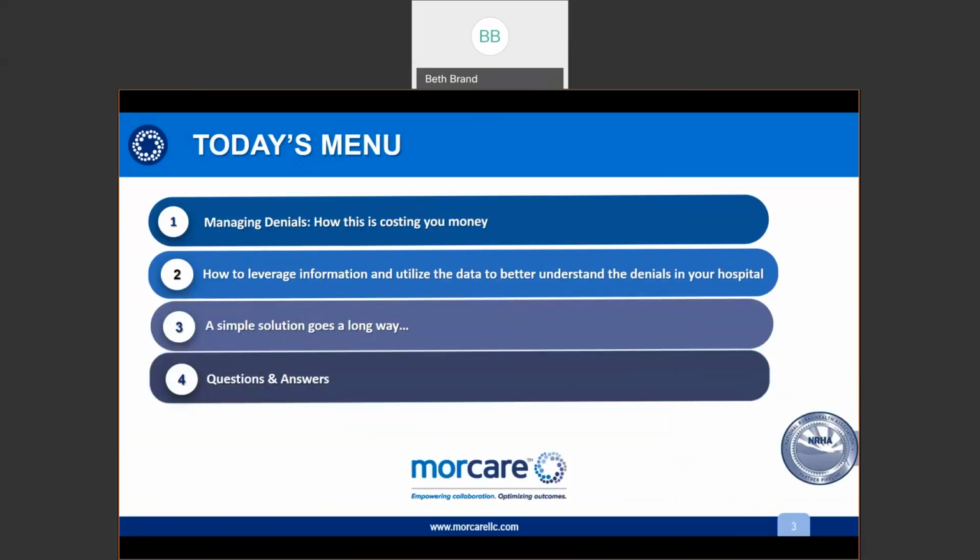Our agenda for today: we will start by setting the stage with a brief overview of the impact of denials management on your organization, followed by a recommended process for tracking and utilizing information which will enable you to make informed decisions regarding process changes and improvements. And then we will share with you how the MorCare solutions can provide value to your organization in denials management.